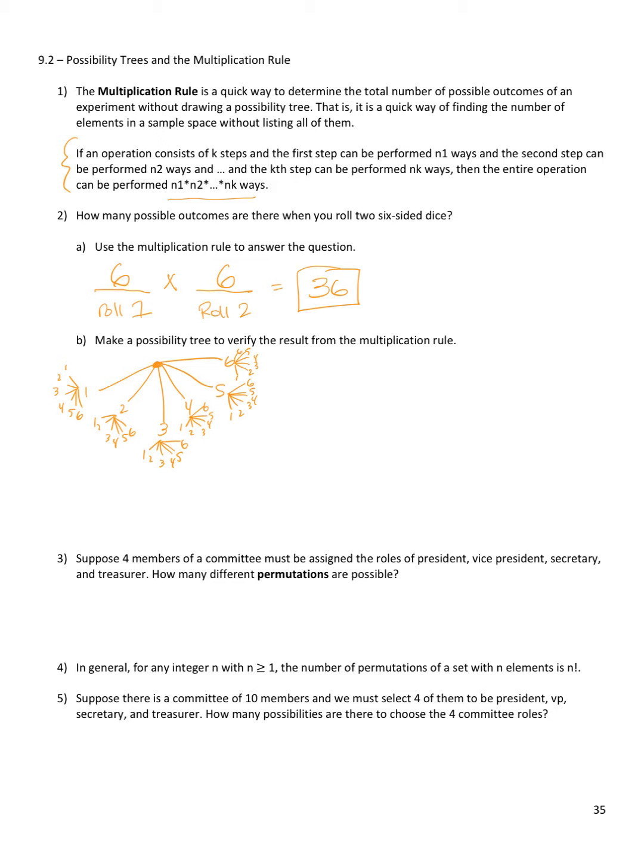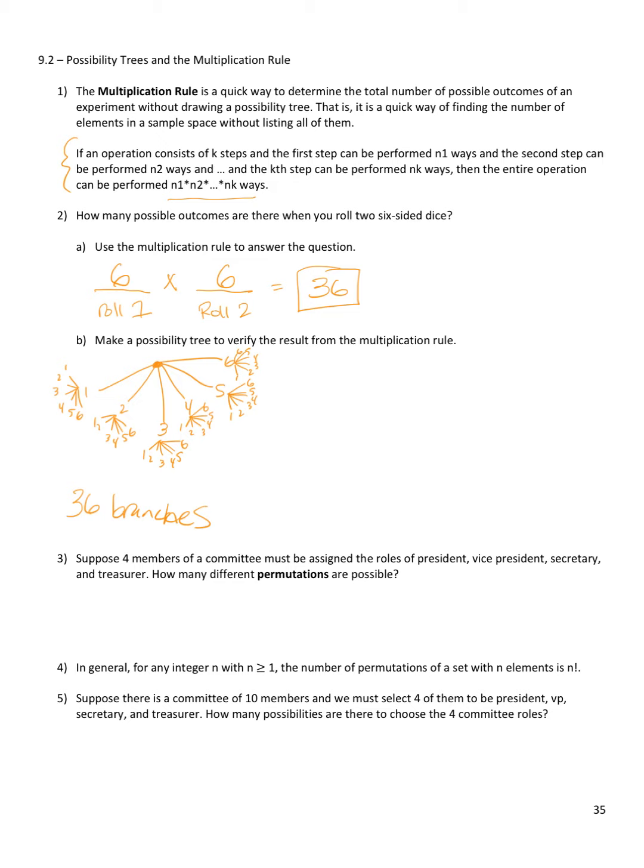Okay, so there's my possibility tree. How many possibilities are there? Well, we just have to count up the branches. So I've got 1, 2, 3, 4, 5, 6. Each of my main 6 branches has 6 branches off of it. So I have 6 sets of 6, so 36 branches. That's where the multiplication rule comes from.